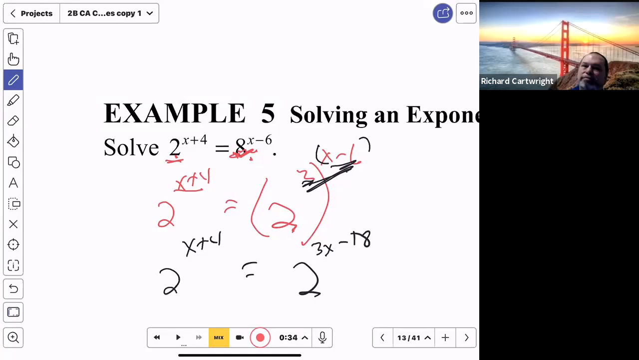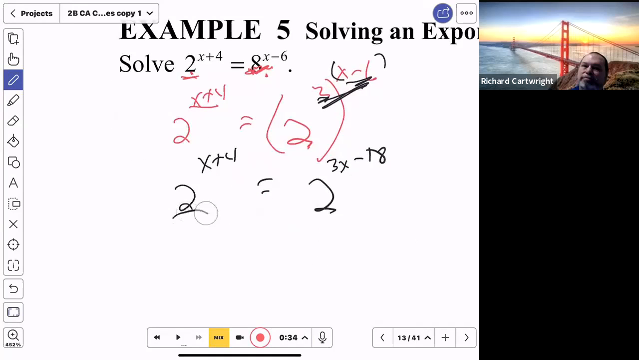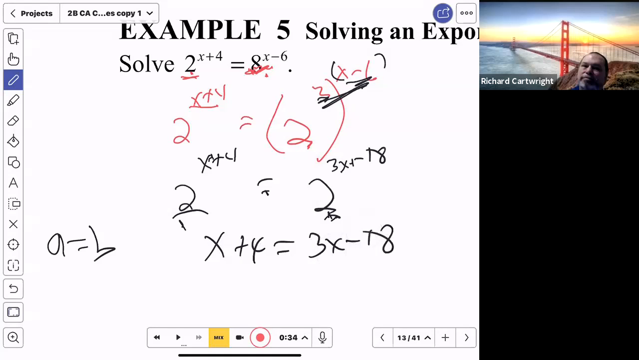Now you may have said to yourself, why are you doing that? Because now look, I got the same base. a^m equals a^n as long as m equals n, remember? So now you know that x plus 4 has to equal 3x minus 18. Has to be true. And you can solve it now for x and see which x works. So if I move the x over, that's a 2x. If I move the negative 18 over, it becomes a plus 18.